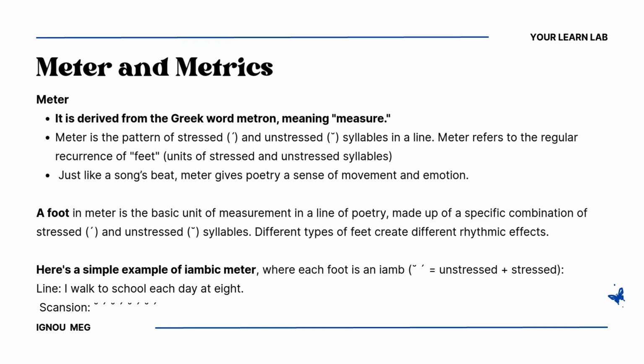Let me give you a super simple example using something called an iamb, which is one of the most common types of feet. An iamb is made up of two syllables. The first is unstressed and the second is stressed, like this. So if I say, "I walk to school each day at 8," you'll hear that da-dum, da-dum, da-dum, da-dum rhythm. That's 4 iambs in one line. We call that iambic tetrameter.